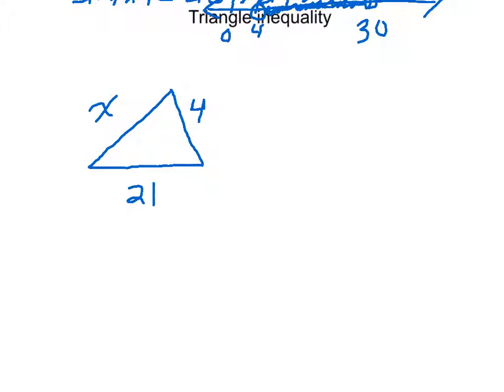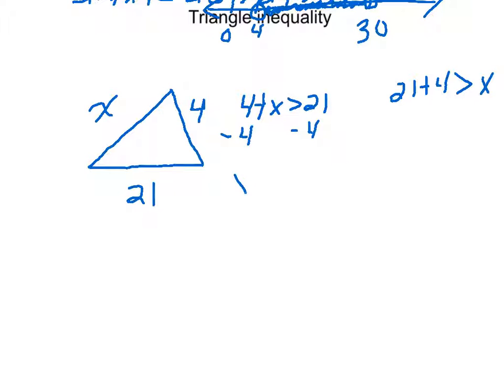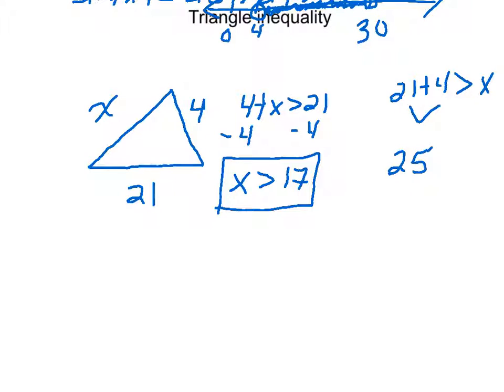Alright, the first inequality is that 4 plus x has to be bigger than 21. And the other one is that 21 plus 4 has to be bigger than x. Again, we don't need to worry about 21 plus x being bigger than 4 because it already is. For this inequality, we subtract 4 from both sides. 21 minus 4 gives us 17, so x has to be bigger than 17. 21 plus 4 gives us 25, so x has to be less than 25.